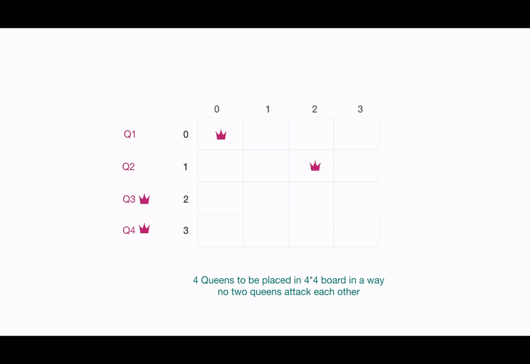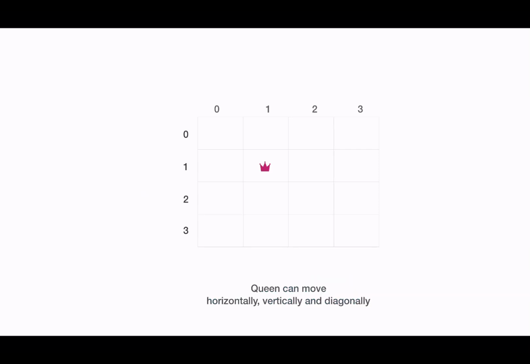If you know basic chess, the queen can move horizontally, that is in its right side, vertically in its left side, upside and downside, and it can move diagonally in all the four directions. But it can move one cell at a time. So these are the directions in which a queen can move. Keeping that in mind, let's see how we can solve this problem.